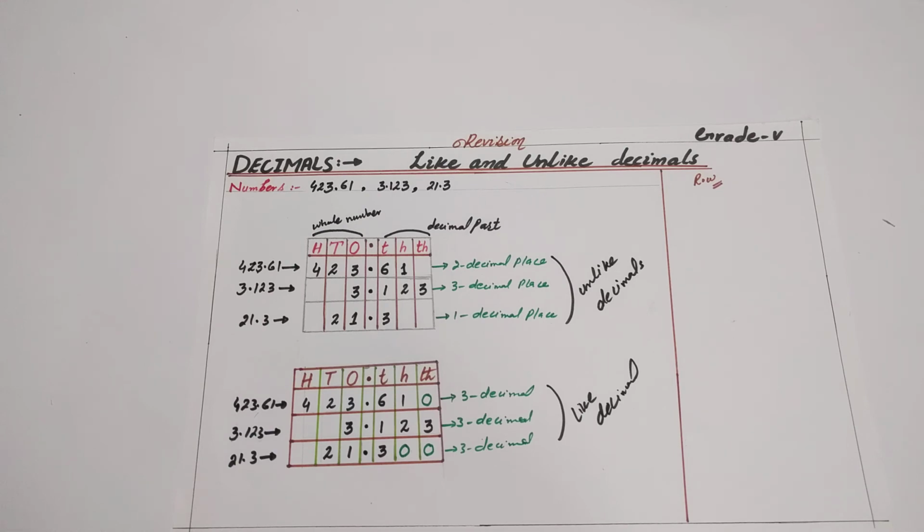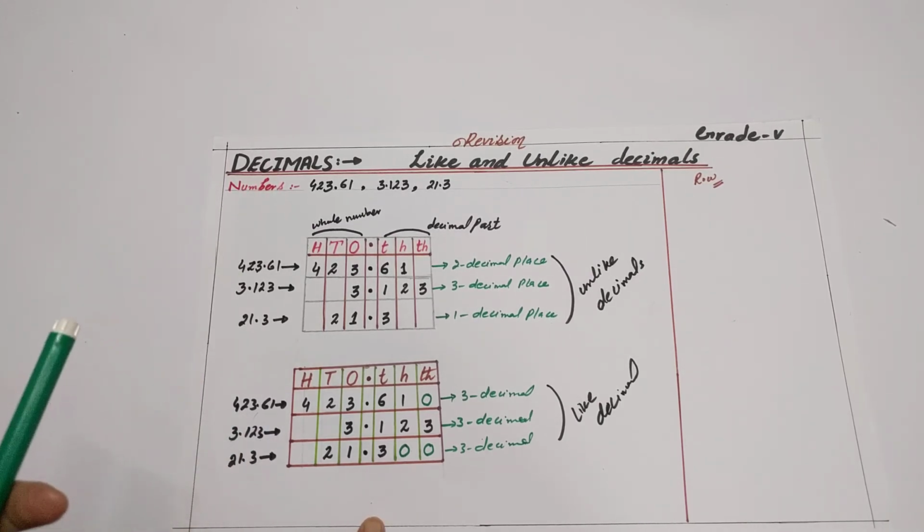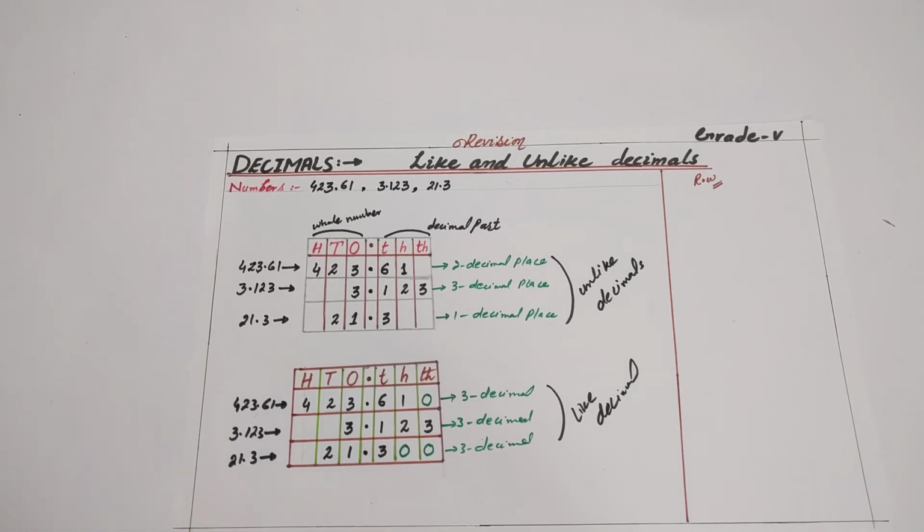decimals. When we add or subtract unlike numbers, we need to convert them into like decimals. That's why here I am giving you a revision about like and unlike decimals, so that when we start the addition of decimals, you should know how to convert unlike decimals into like decimals. I hope this concept will be clear to you.